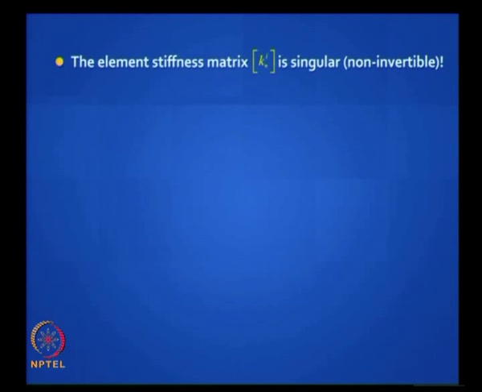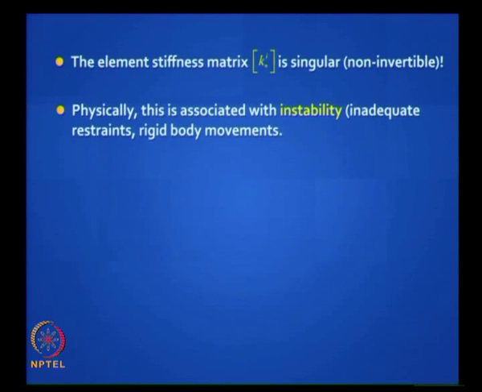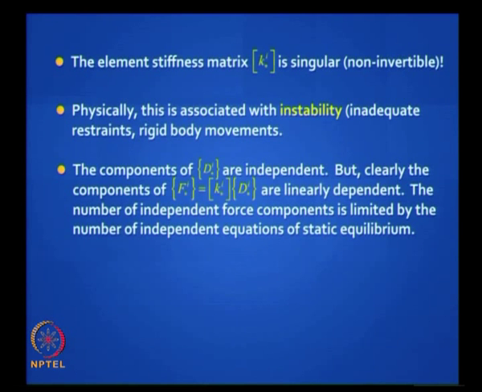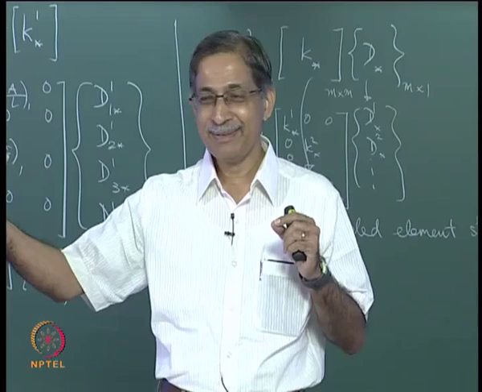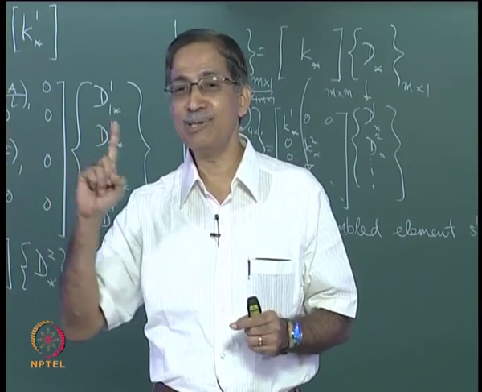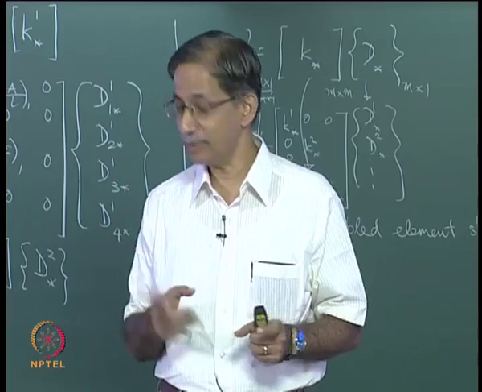The element stiffness matrix is singular, non-invertible. Physically this is associated with instability, inadequate restraints, rigid body movements. The components of Di are independent, but clearly the components of Fi star are linearly dependent. The number of independent force components is limited by the number of independent equations of static equilibrium. So take the truss element. Theoretically you have 4 forces, but only 1 equation of equilibrium, right? So that is why the rank is 1. So it makes a lot of sense.